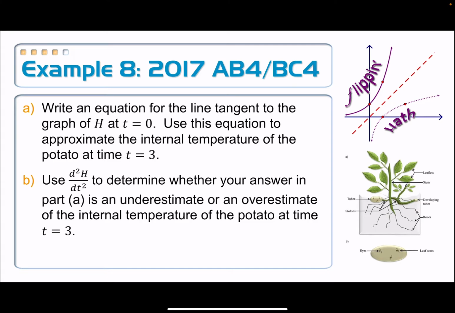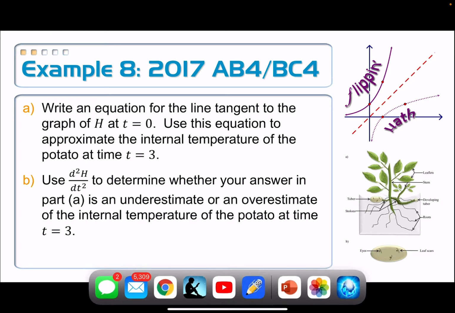Part B: use the second derivative, not the derivative squared, the second derivative, to determine whether your answer in part A is an underapproximation or an overestimate of the internal temperature of the potato at time t equals 3. So remember that that is based on the concavity, which is going to come from our second derivative. Now remember that our argument is not really about 3. It has to be an interval that contains both 0 and 3. Okay, so let's get started on this.